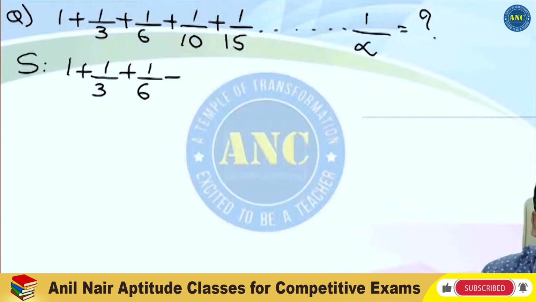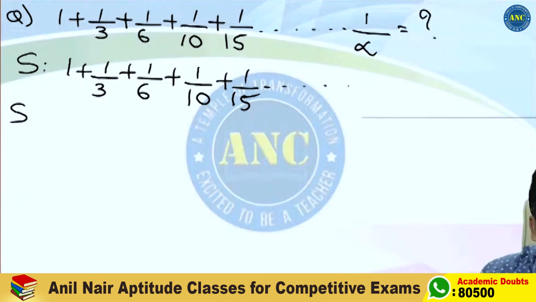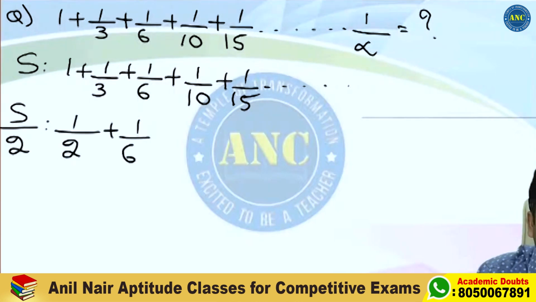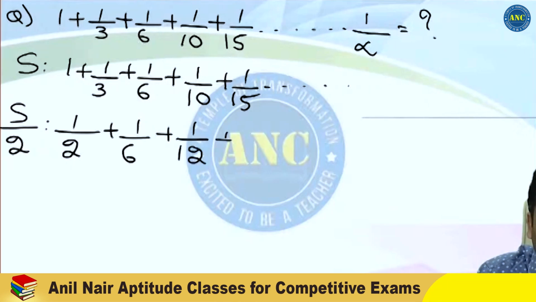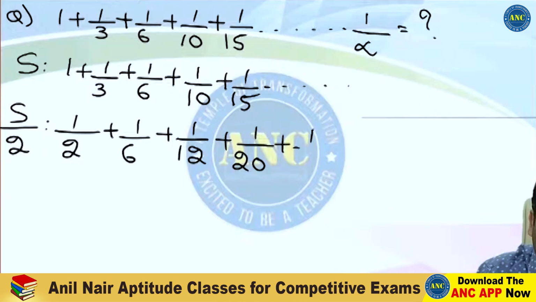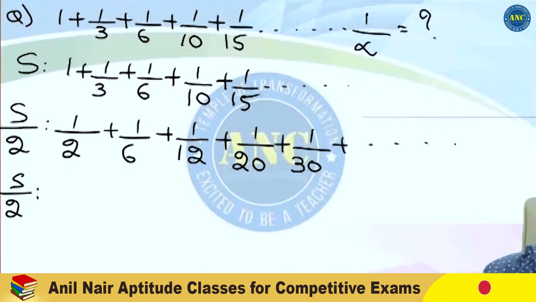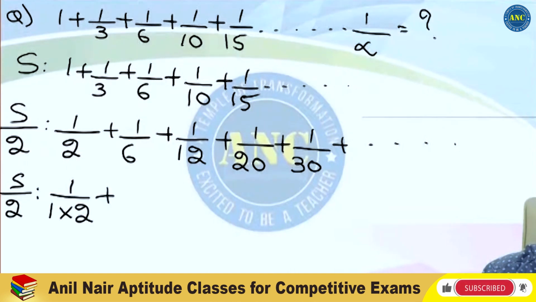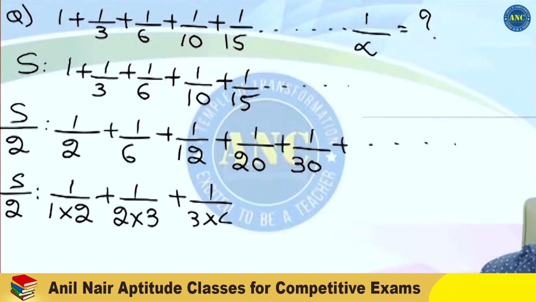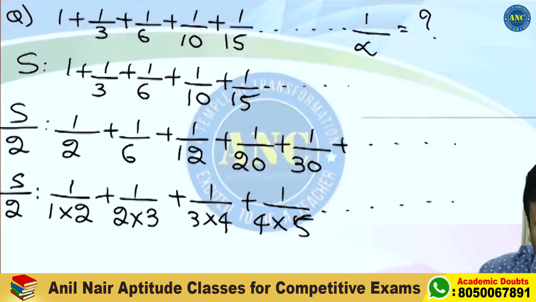S is 1 plus 1 by 3 plus 1 by 6 plus 1 by 10 plus 1 by 15. I will divide it by 2. If I divide, it is 1 by 2, 1 by 6, 1 by 12, 1 by 20, 1 by 30, and so on. I hope it is clear. S by 2: 2 can be written as 1 into 2, 6 as 2 into 3, 12 as 3 into 4, 20 as 4 into 5, and so on.